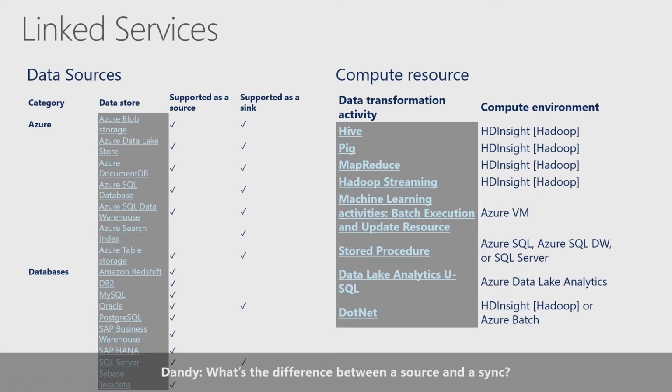What's the difference between a source and a sink? A source is the source of the data that's coming in. A sink is part of the process where it may be part of data ingestion. I'm not going to use the word staging area, but it could act as a landing for something else.